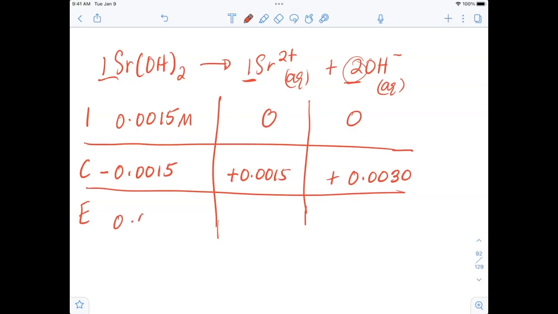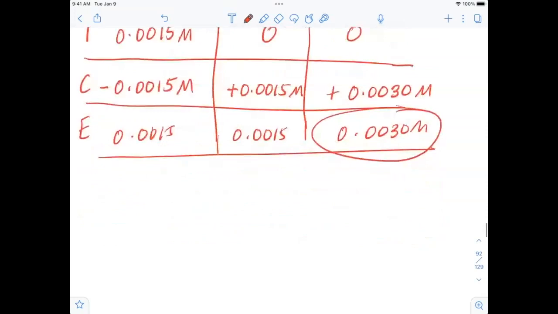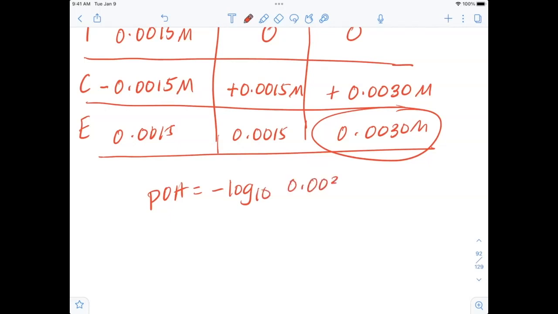And when you're adding this, you get 0.0015, 0.0015. This is, of course, molar, molar, molar, 0.0030 molar. Okay, now this indirectly gives us the pH, but directly it gives us the pOH. pOH is negative log base 10 of that number, 0.0030. And so we end up with what?